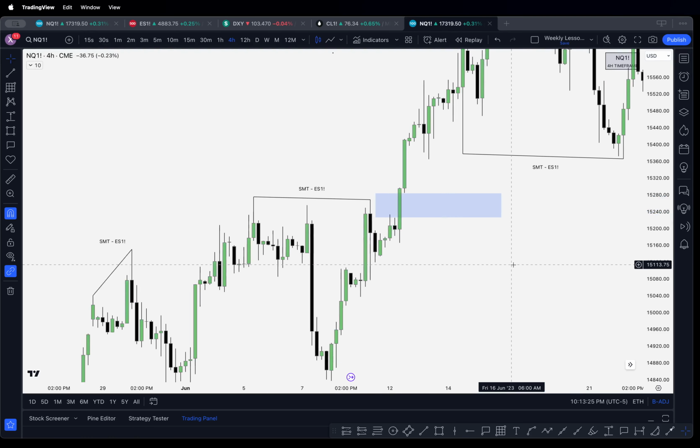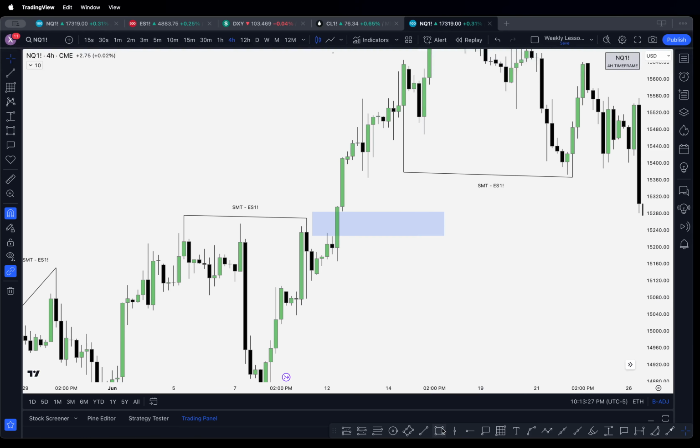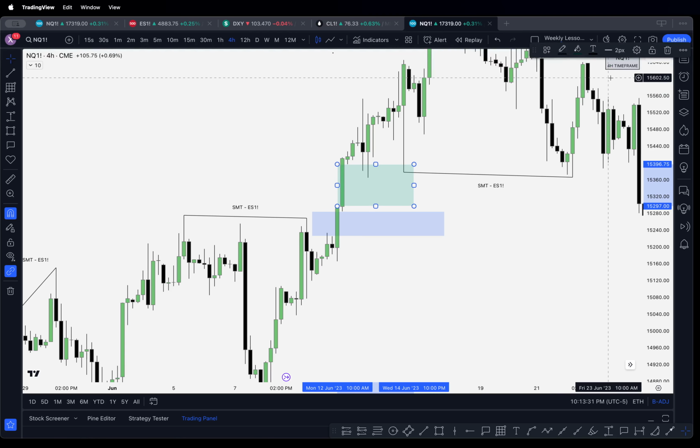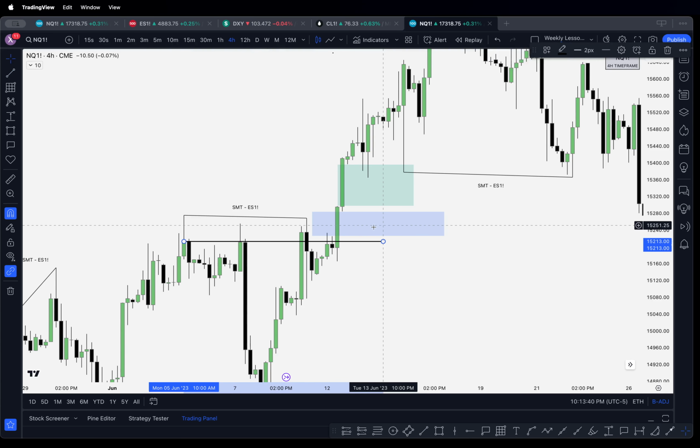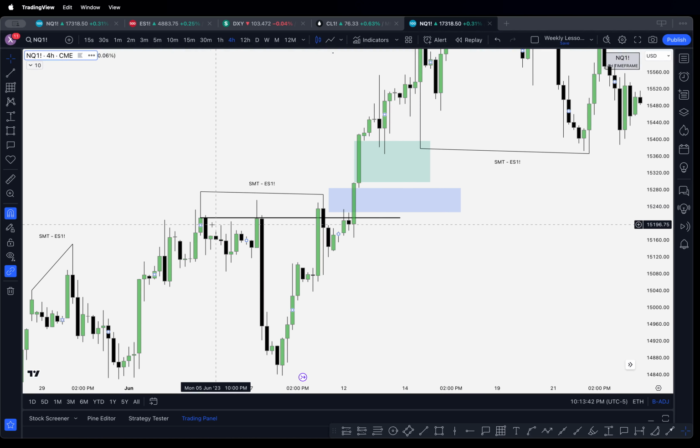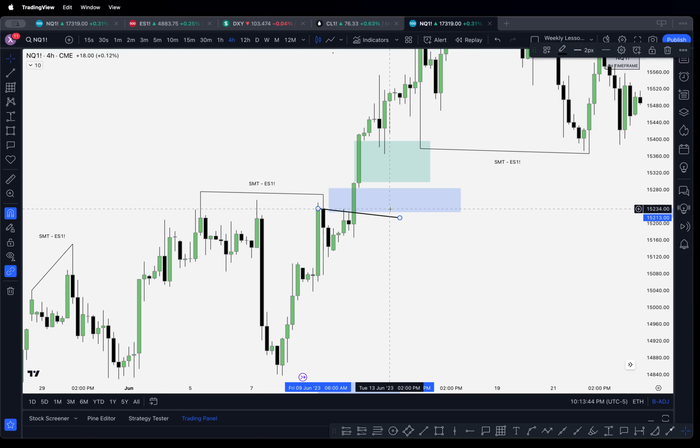What about condition 2? Is there higher time frame structure? A break or another fair value gap. Yeah, there's another fair value gap right in here. And then we have a breaker in here. But this breaker is aligned with the fair value gap, so I wouldn't say that.